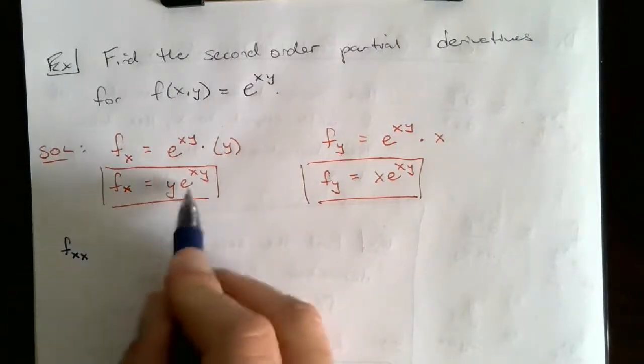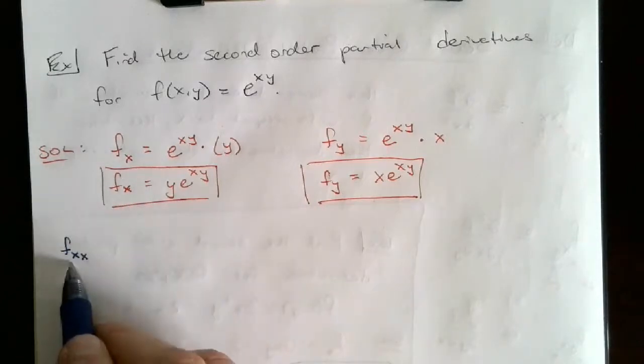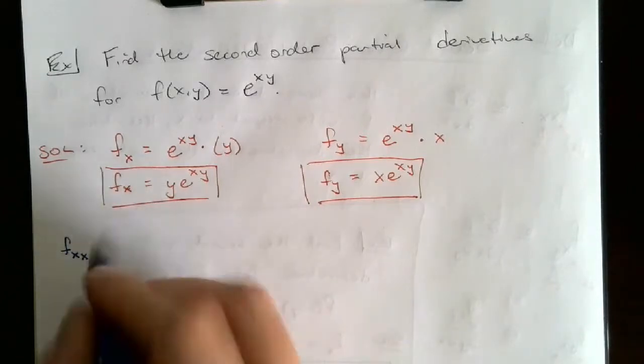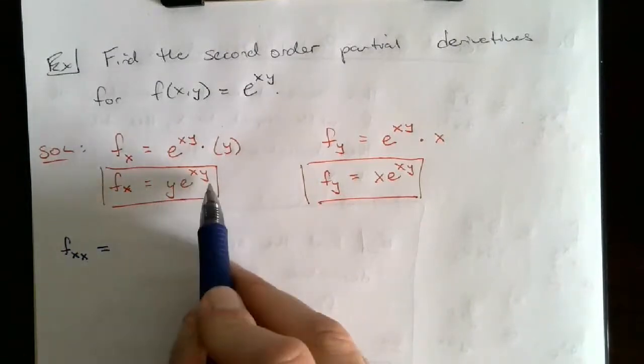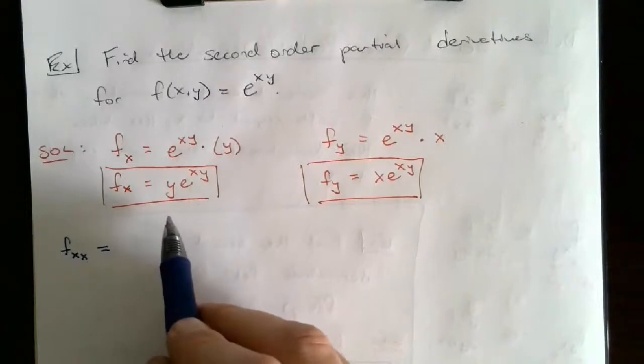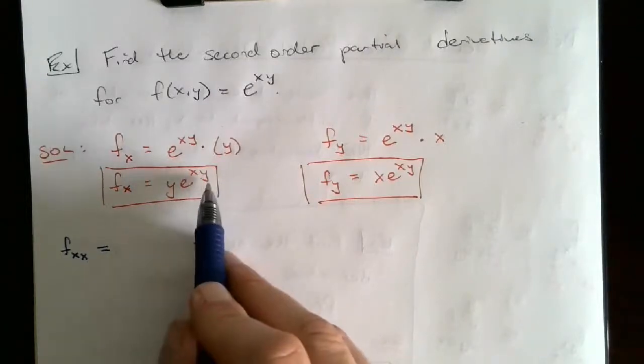And I want to take the derivative of this with respect to x. That's what the second x means. So I'm using this one, that's what the first x tells me. With respect to x, that's what the second one tells me. So derivative of y e to the xy with respect to x, think about what's happening here. Y is a constant times e to the xy, which is a function.